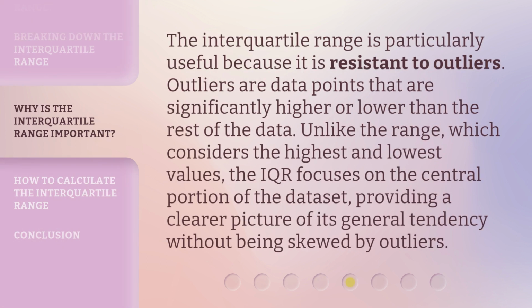The interquartile range is particularly useful because it is resistant to outliers. Outliers are data points that are significantly higher or lower than the rest of the data. Unlike the range, which considers the highest and lowest values, the IQR focuses on the central portion of the dataset, providing a clearer picture of its general tendency without being skewed by outliers.